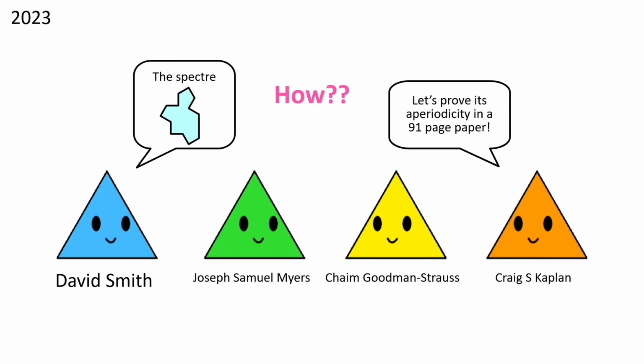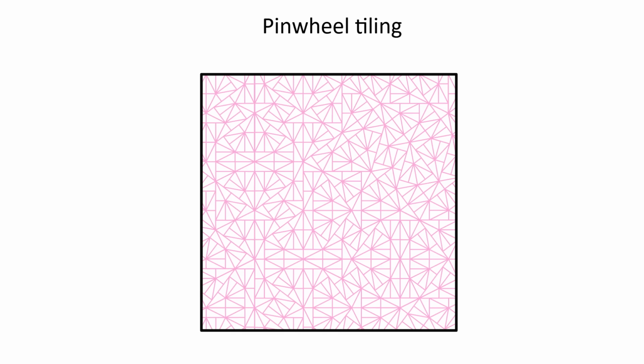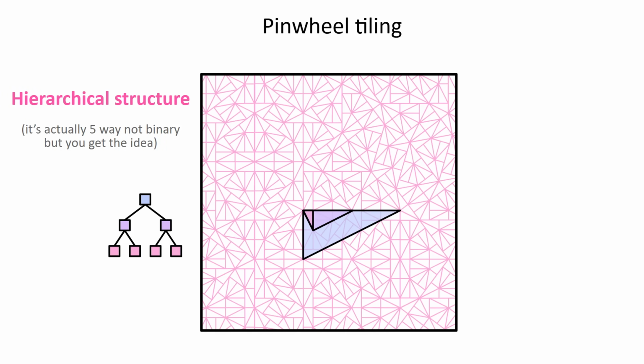But how do you go about proving a tiling is aperiodic? Well, it all comes down to recursion. We'll look at the pinwheel tiling, for example. Due to its formulation, every triangle is part of exactly one level 2 triangle. Each one of those is part of exactly one level 3 triangle, and so on, in a hierarchical structure.